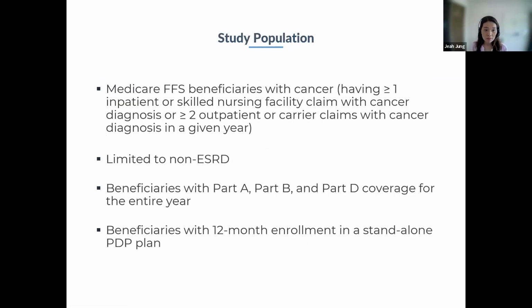Okay, so here is my study population. For the study sample, I wanted to look at Medicare fee-for-service beneficiaries who had cancer. So we identified the cancer patients. Cancer is defined by having at least one inpatient or skilled nursing facility claim with a cancer diagnosis, or at least two outpatient, hospital outpatient, or carrier claims with a cancer diagnosis in a given year. We excluded ESRD patients and we required the beneficiaries to have all coverage, A and B and D coverage, for the entire year. And we also required a 12-month enrollment in standalone PDPs.